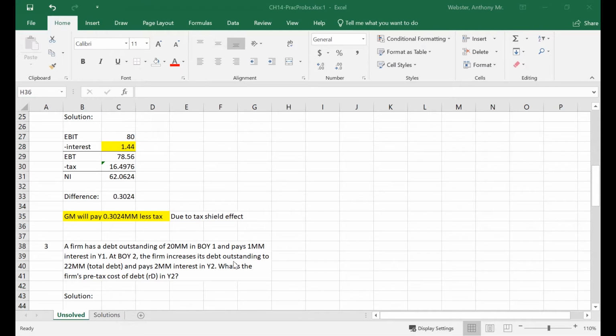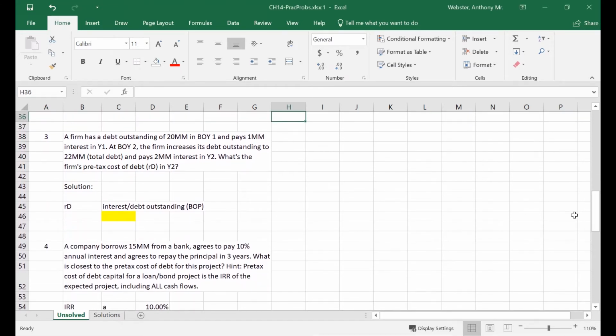Next up, a firm has debt outstanding of 20 million at beginning of year one and pays 1 million interest in that year. At beginning of year two, the firm increases its debt outstanding to 22 million and pays 2 million interest in year two. What's the firm's pre-tax cost of debt in year two?